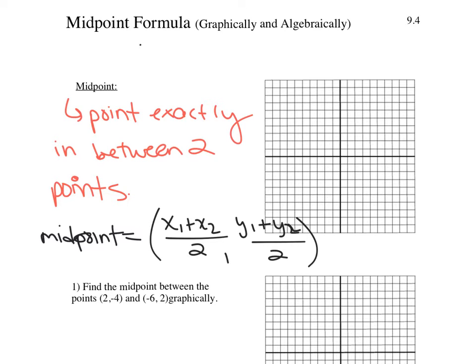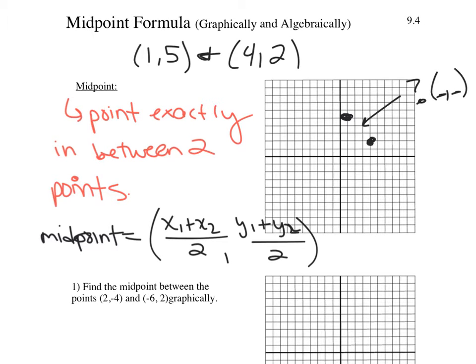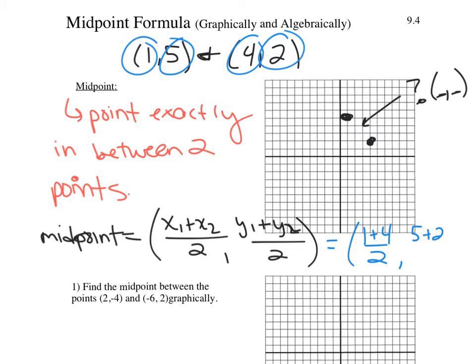So if I gave you the point 1, 5, and the point 4, 2, so let's draw that in here, 4, 2. And we want to find the point that is going to be midway in between. So we got to find those coordinates. And the way that we can do that algebraically is by adding these x values. So we'll have 1 plus 4 all over 2. And we'll have 5 plus 2 all over 2.